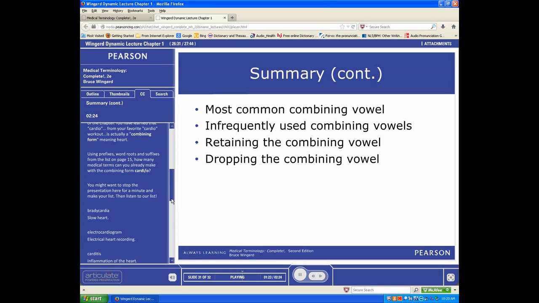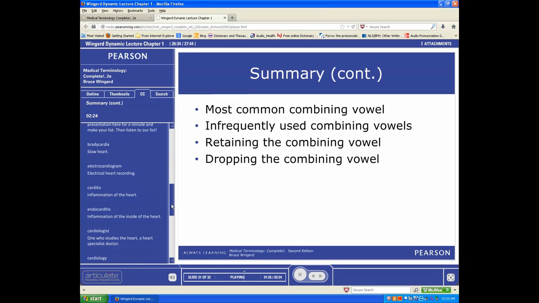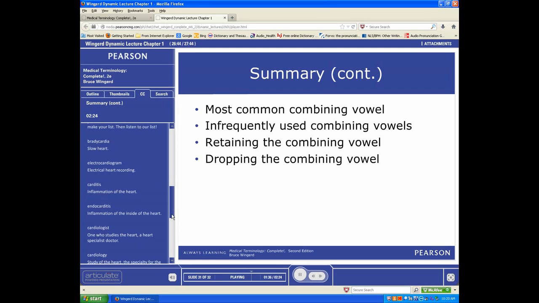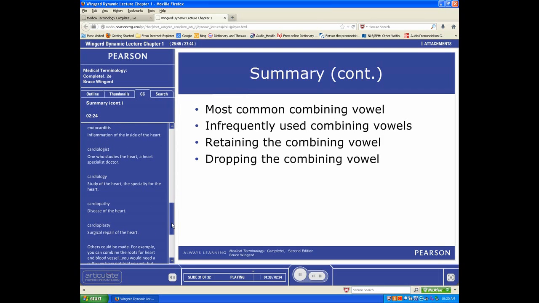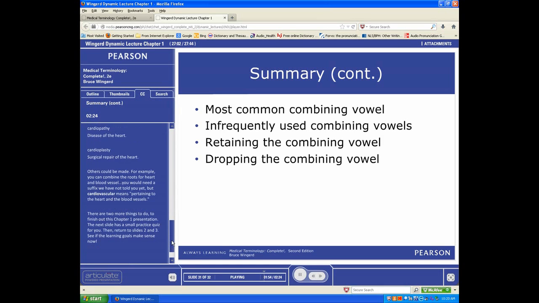Others could be made. For example, you can combine the roots for heart and blood vessel. You would need a suffix we have not told you yet, but cardiovascular means pertaining to the heart and the blood vessels. There are two more things to do to finish out this Chapter 1 presentation. The next slide has a small practice quiz for you. Then return to slides 2 and 3. See if the learning goals make sense now. Use the lists on page 15 in the textbook to see if you can match up these combining forms.